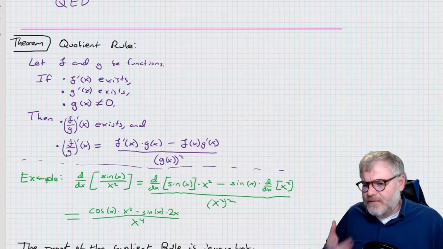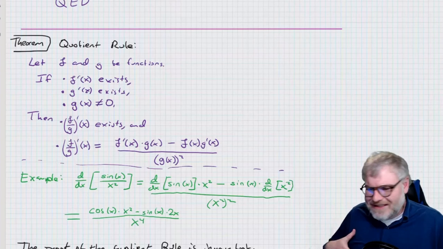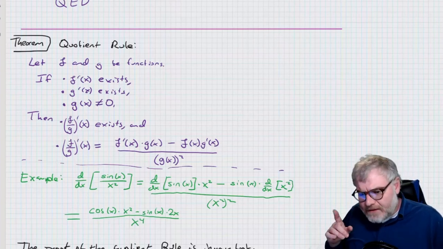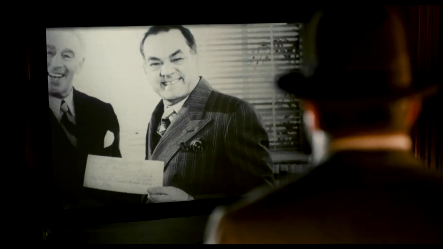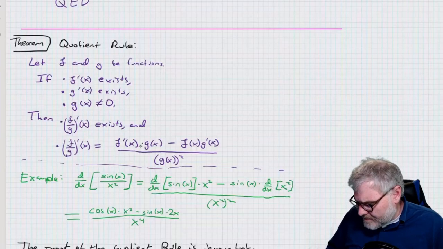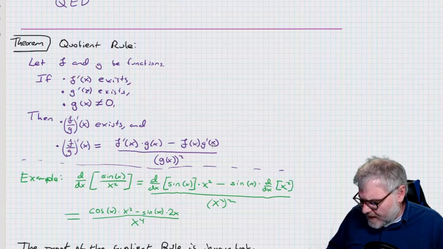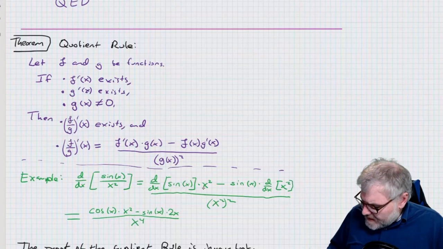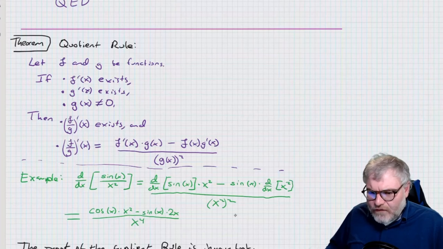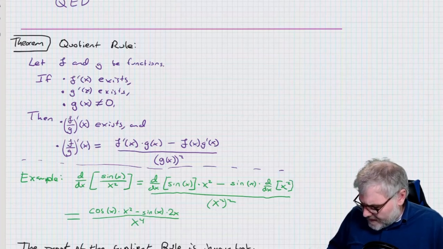And that's why I wanted you to memorize the product rule in a particular order. It doesn't really matter with the product rule because it's a sum. But here it matters because it's a difference. So it's the g prime that gets the negative. That's the connection. So it's f prime of x times g of x minus f of x times g prime of x, over g of x squared. So for example, here I've got sine of x over x squared, so this is the derivative of the top times x squared minus the top times the derivative of the bottom, over the bottom squared. And then there's your final answer.